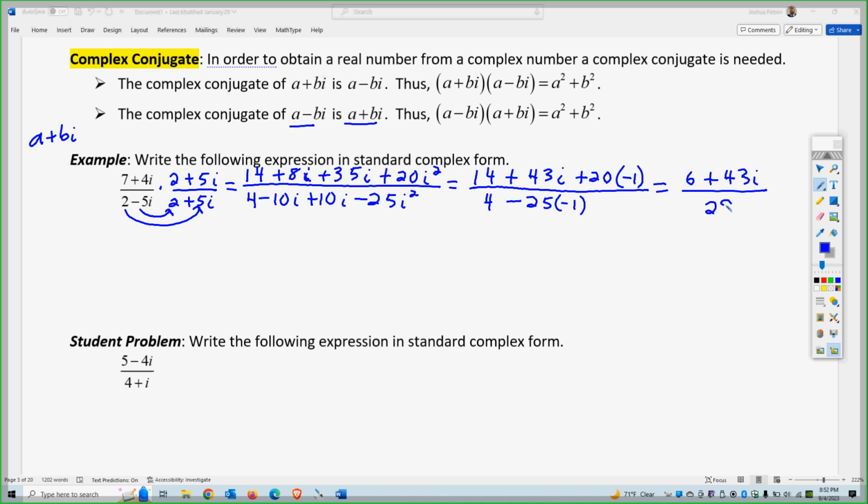You ask yourself, well, how did that help me? It's still not in a plus bi form. Well, I did get rid of the i in the bottom, the complex part. So now I can split the fraction, right? Although that's a negative 6, correct? Because it's 14 minus 20, not a positive. So it's negative 6 over 29 plus 43 over 29 i. And now I'm in complex form, where this is my real part, that's my a, and that's my b. All right, pause the video and try the student problem for yourself.